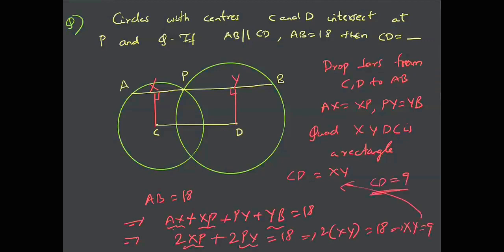So CD will be half of AB because this is a rectangle and AX is equal to XP. If this is X, then this is X. And if this is Y, this is Y. Then CD is X plus Y. So CD will be exactly half of AB. Fine, copy it down, then we'll move forward.